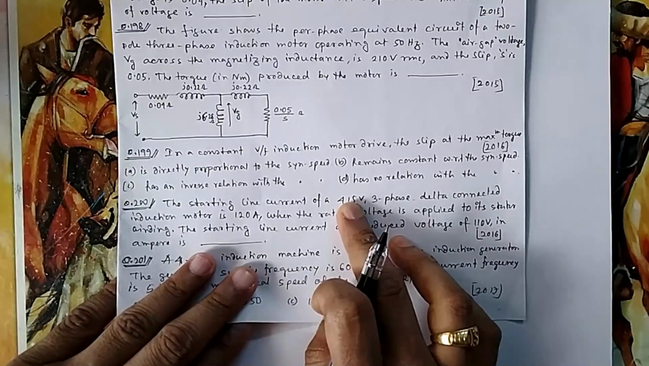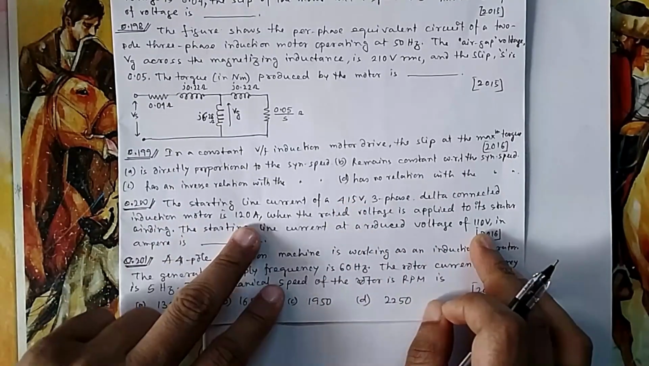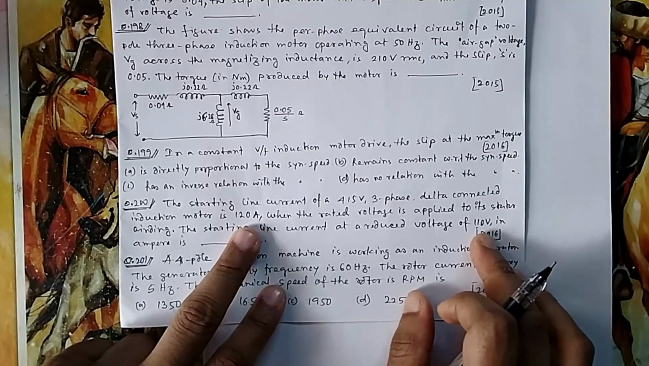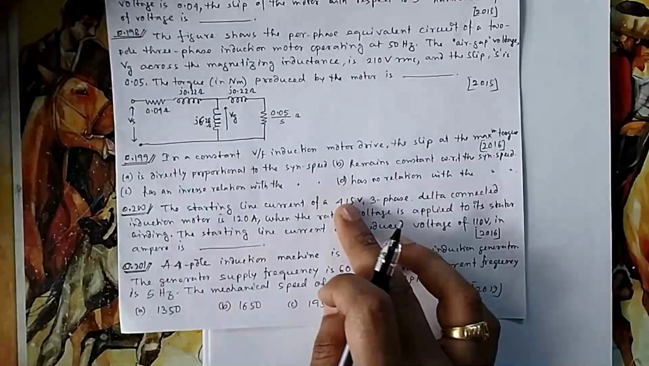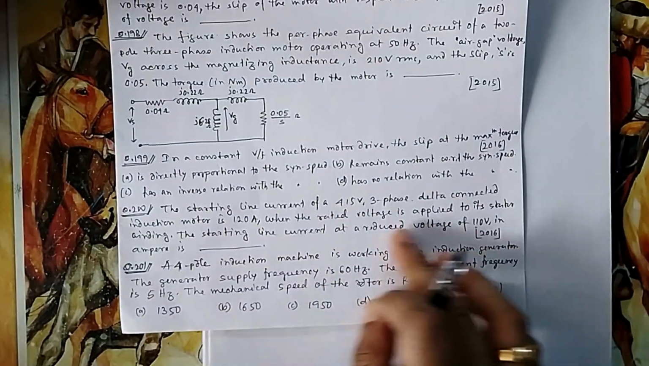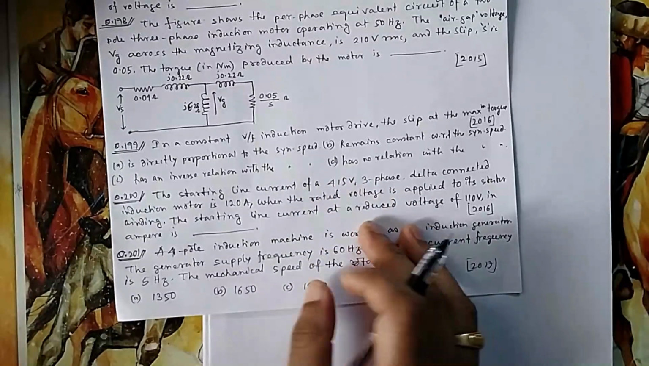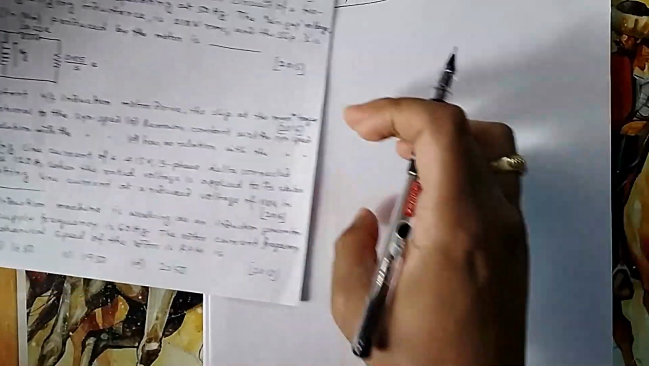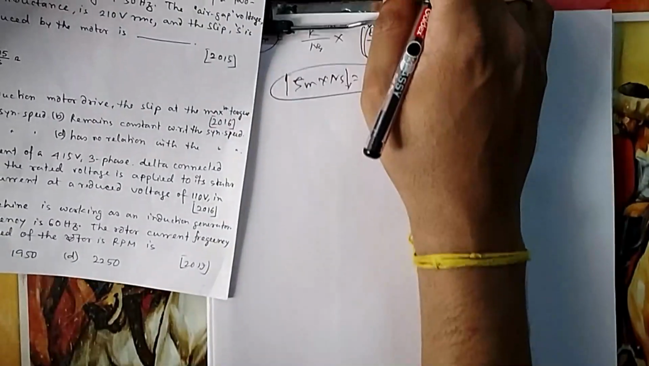So instead of applying 415, you are applying 110. So it is directly proportional. If you give more voltage, more current will come. Starting current is directly proportional. Why is starting current directly proportional? Because it is only V by X that will come.